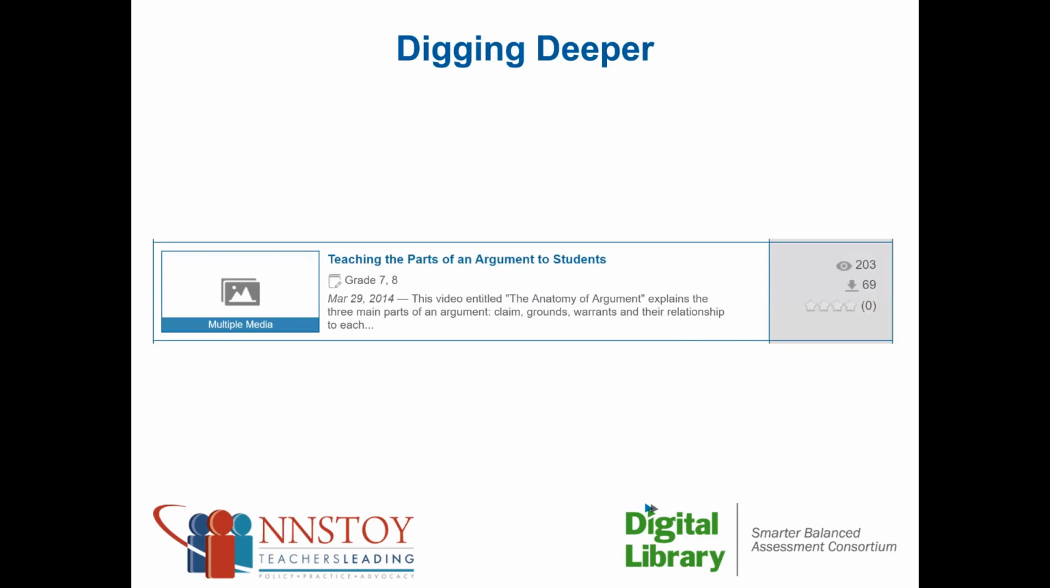So looking at a specific resource, we're going to work through looking at this particular one to give you some sense of what it's like. So this is an ELA grade 7 and 8 resource, teaching parts of an argument to students. You'll see in the teal box over to the left, it says multiple media, and the description includes this video entitled The Anatomy of an Argument, explains the three main parts of an argument.